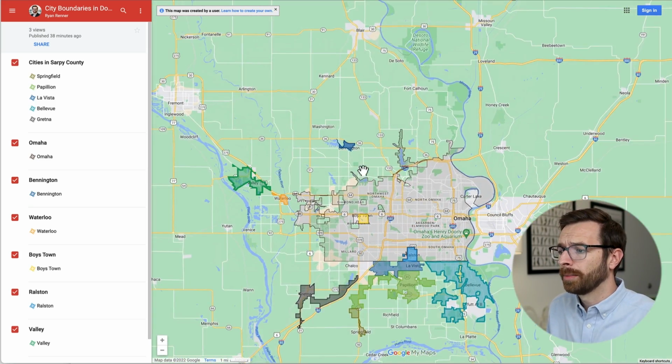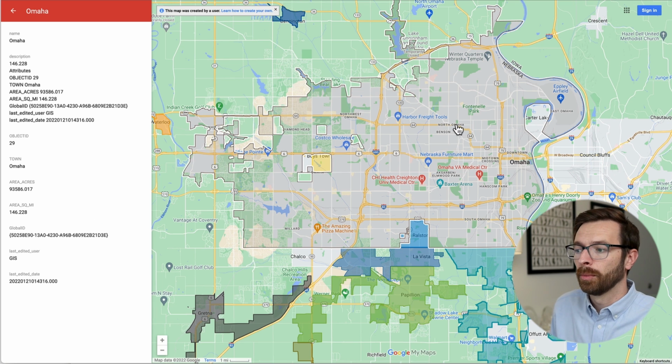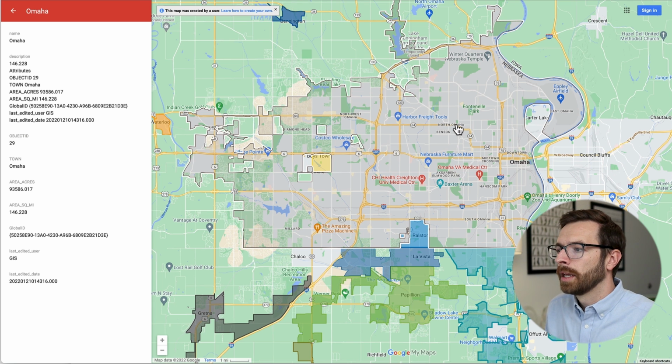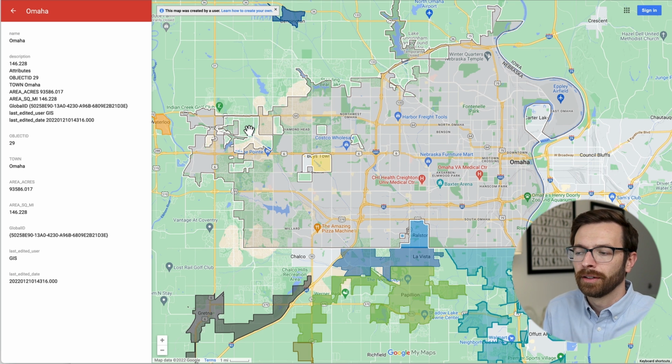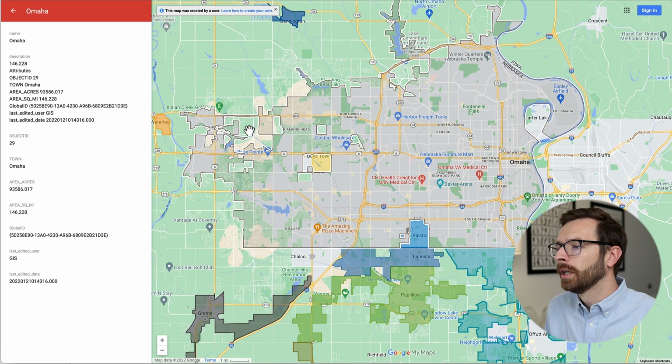The next city we can talk about, I guess we can talk about Omaha itself. Let me zoom in a little bit more. So here are the boundaries for the Omaha area. You'll see some that aren't highlighted. That means they're not annexed and officially part of the city. Don't get too caught up in that. So Omaha is this area right here.